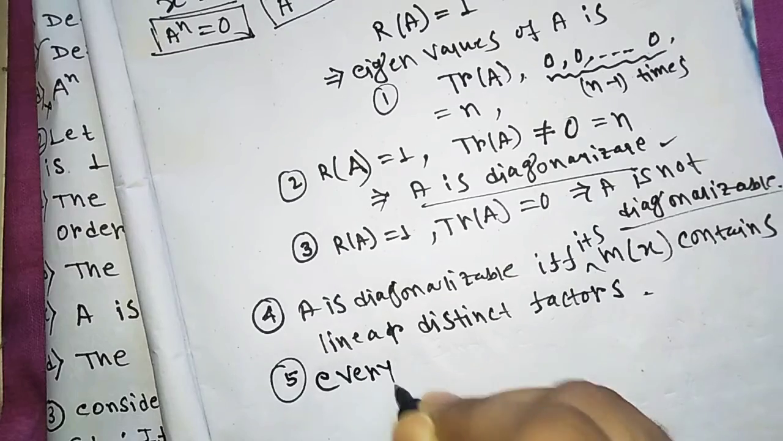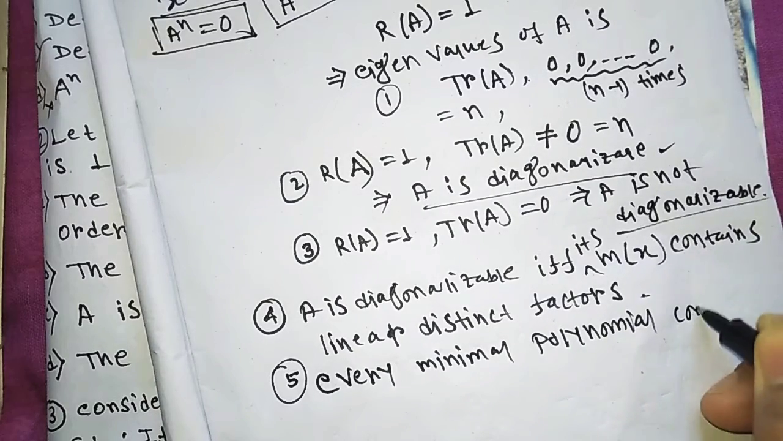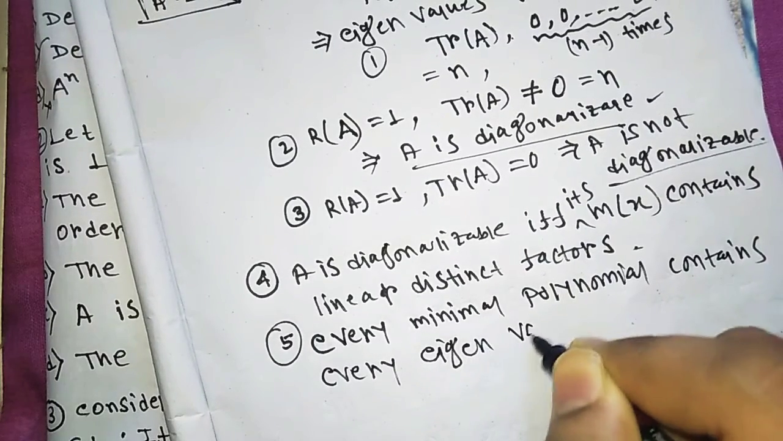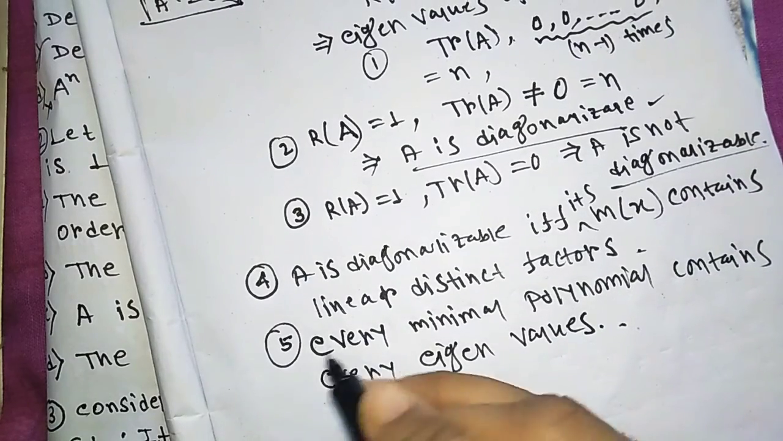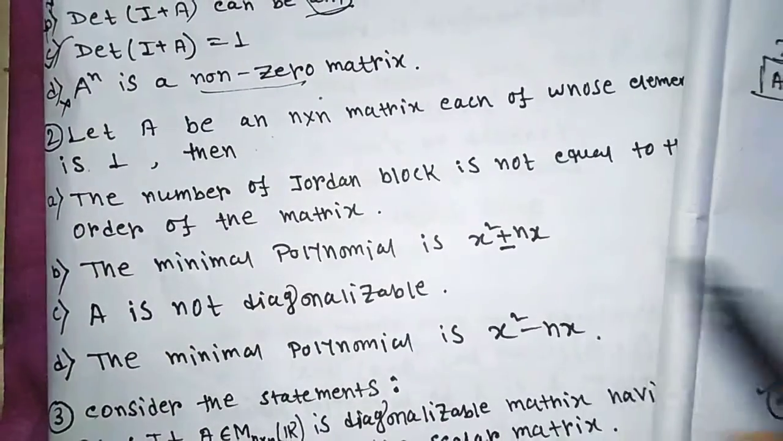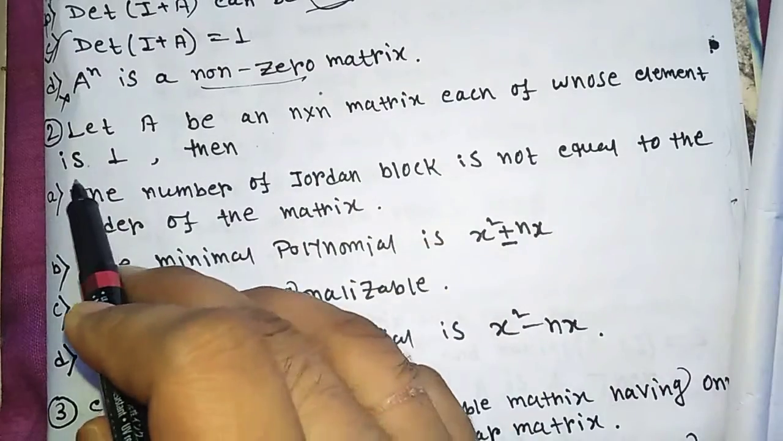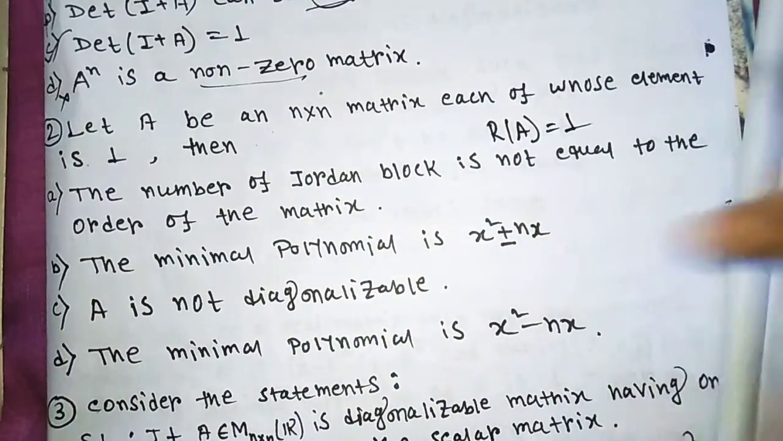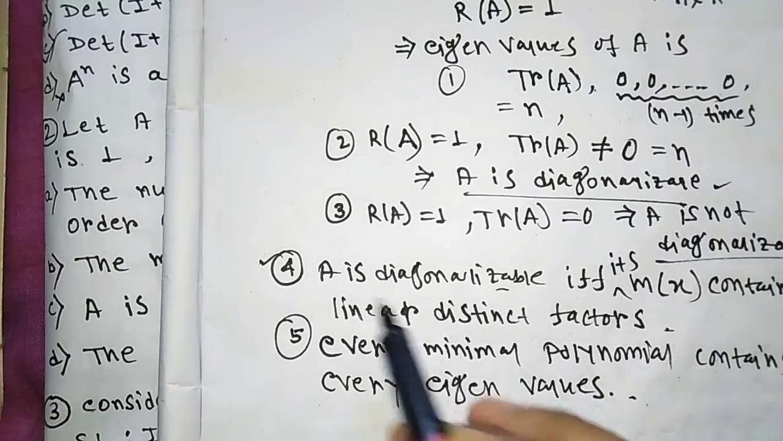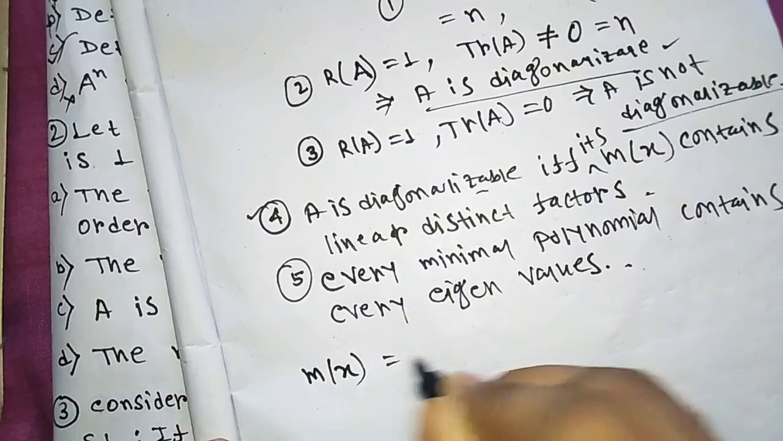Number 5 result: every minimal polynomial contains every eigenvalue. Clear? So by result 4, A is diagonalizable since here the trace is non-zero. For this question number 2, A is a matrix whose elements are all 1, so the rank of A is 1, so this matrix is diagonalizable. So by using result 4, A is diagonalizable if and only if its minimal polynomial contains linear distinct factors.